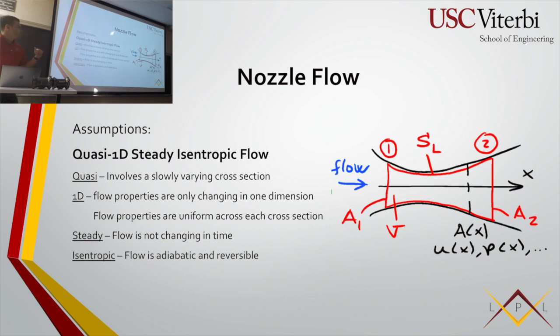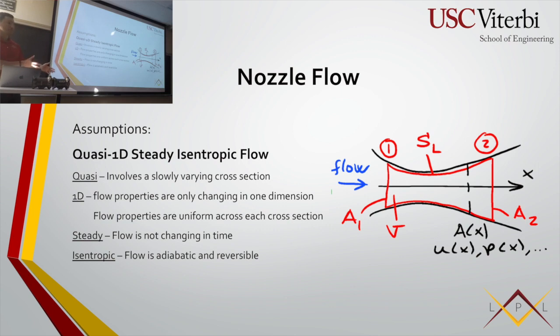If you end up doing all the derivations, which like I said I'm not doing, you'll notice that the only thing changing is along the axial length of the nozzle. At any given location, your pressure, your velocity, etc., is going to be uniform throughout that cross section. It only varies as you go down. That's a big assumption there. And then steady means it's not changing in time, so you couldn't use these on startup. And then isentropic, which means it's adiabatic.